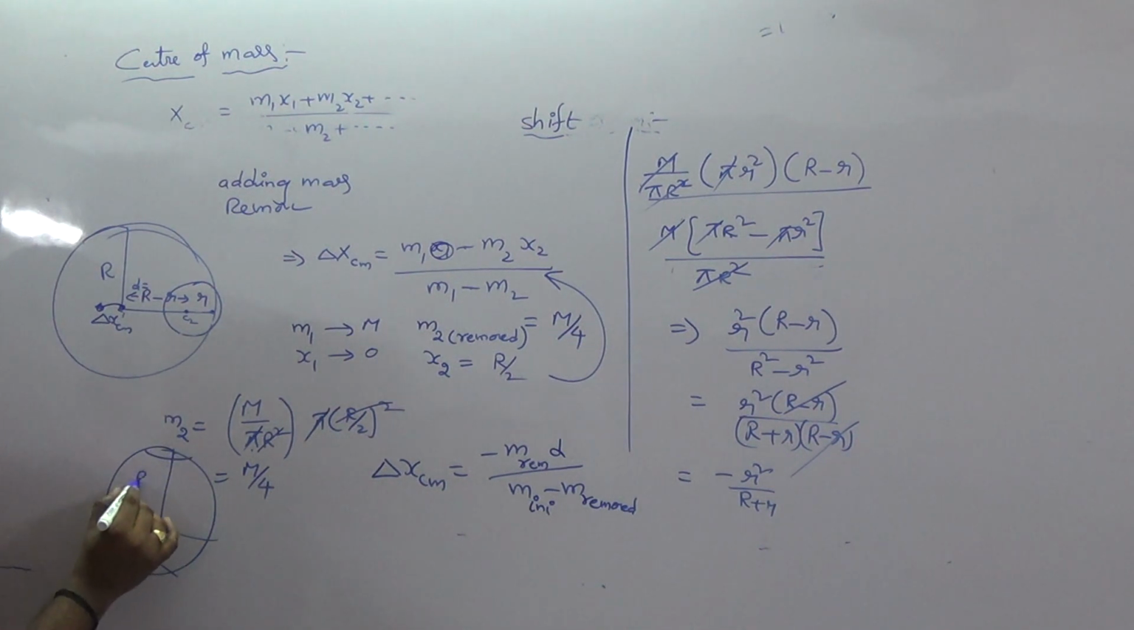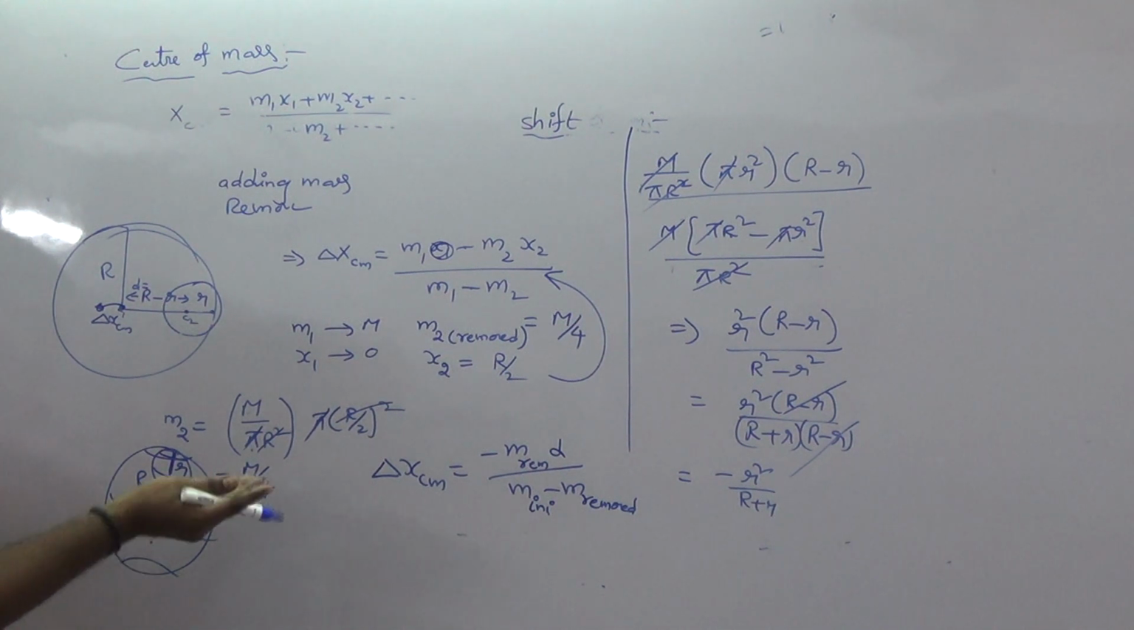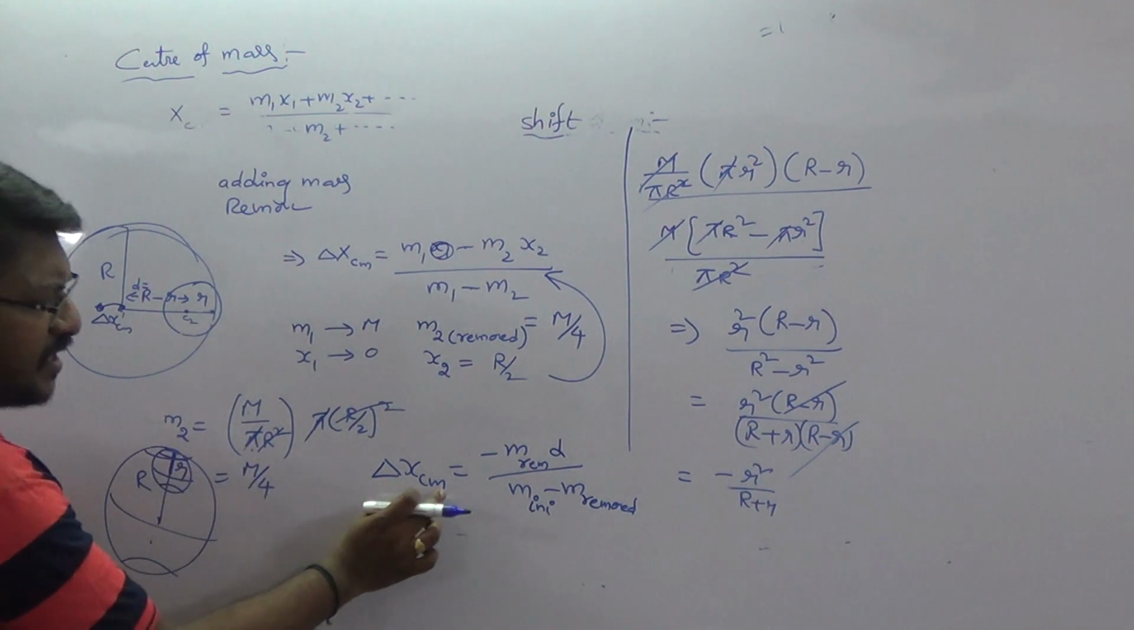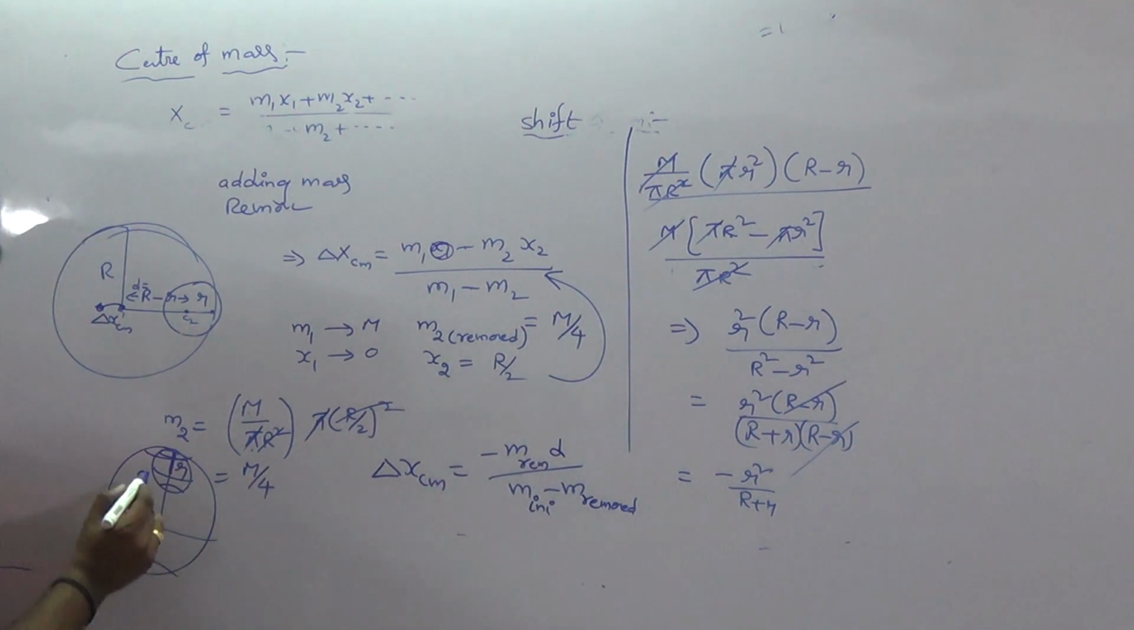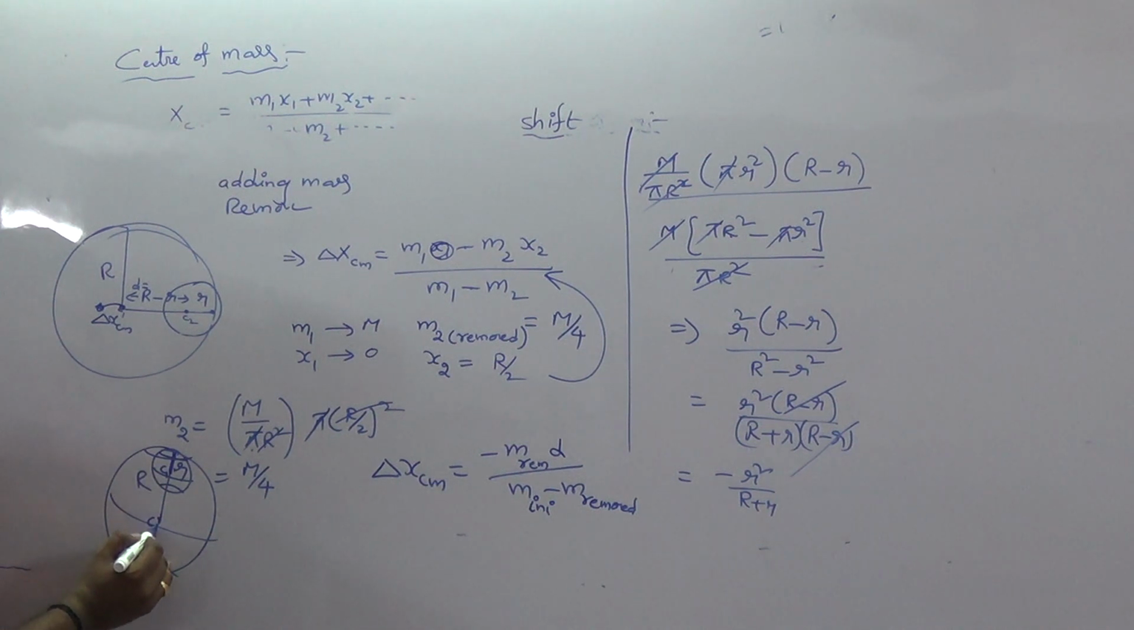Same formula we can use here, but you need the mass of the removed part from the sphere. A small sphere of radius small r is removed from a sphere of radius capital R. Then the center of mass shifts from here to here, this side. What is the shift in center of mass? Same formula, delta xm equal to removed mass into d. D is nothing but the distance between the center of mass of the first body and the center of mass of the second body.